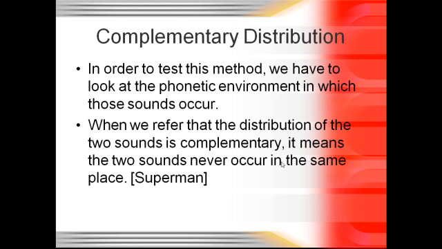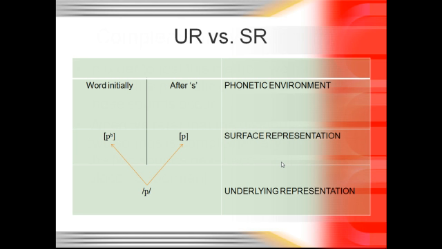That's the thing. It's like minimal pairs, and in this case, complementary distribution identifies allophones, while minimal pairs identify phonemes. While you're doing this, one of the things that I would like you to learn, or to have a more concrete idea about, is the difference between underlying representation and surface representation.